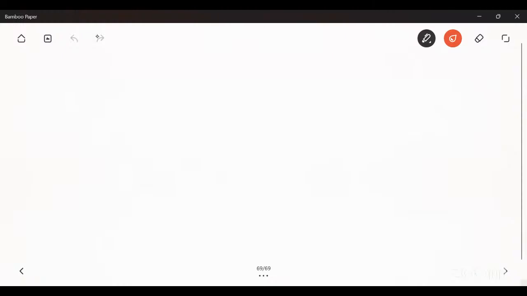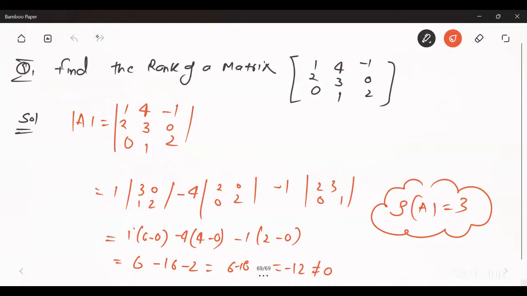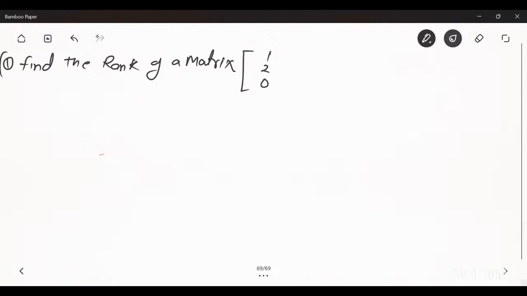Now the next question is: find the rank of a matrix. The matrix is 1 2 0, 2 3 1, and 3 4 2.